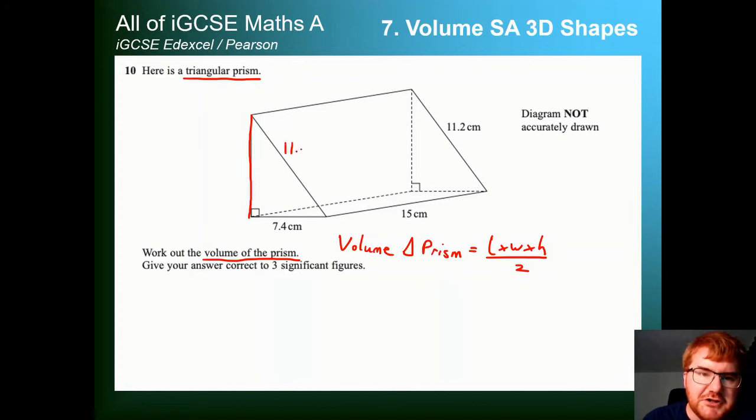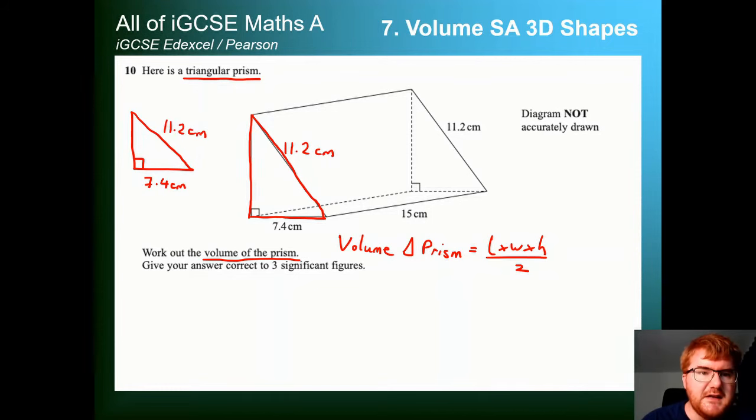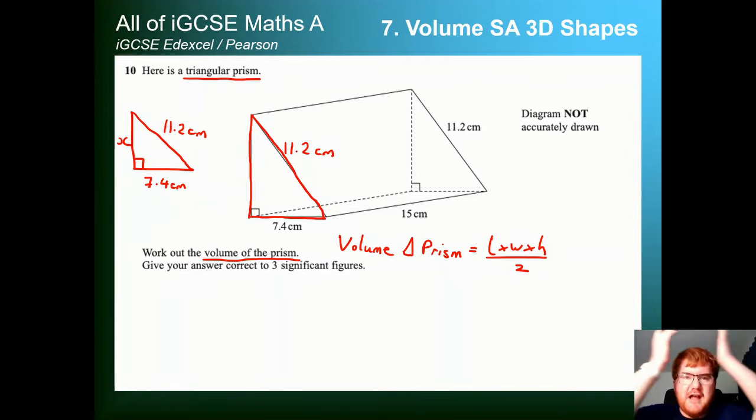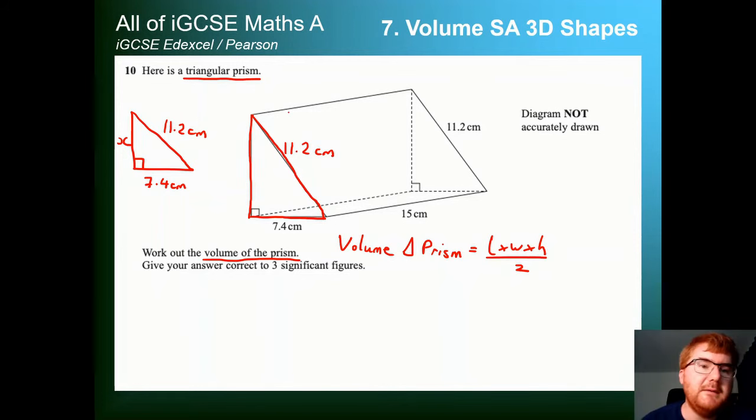However, we can actually work it out. Notice we've got 11.2 centimeters along here, and we have a right angled triangle. So if I draw a sketch of this a little bit more separately, notice that we have essentially in 2D 7.4 centimeters, 11.2 centimeters, and we want to find this side. As soon as you start seeing things like this, you should have Pythagoras going off in your brain. Pythagoras, Pythagoras, Pythagoras. Now, what do I mean by Pythagoras? I mean a squared plus b squared is equal to c squared.